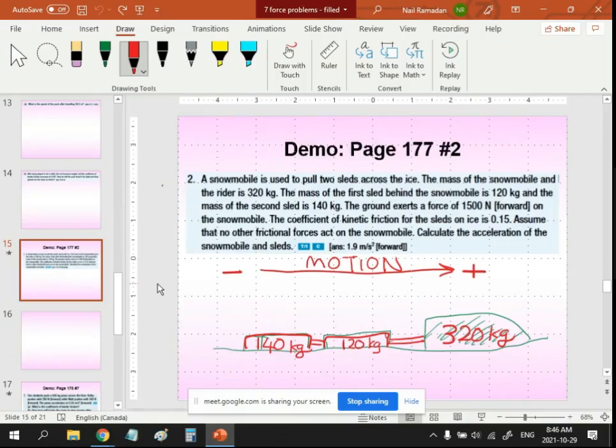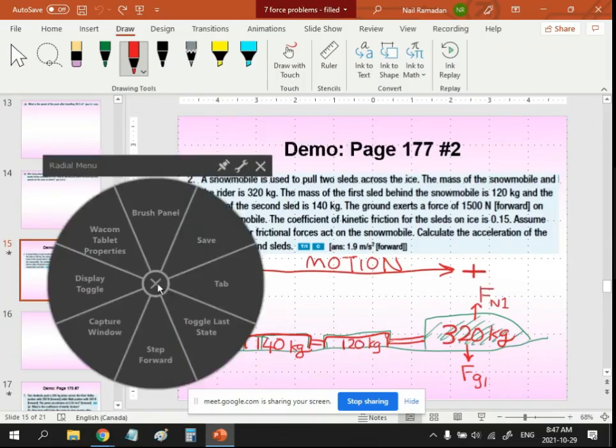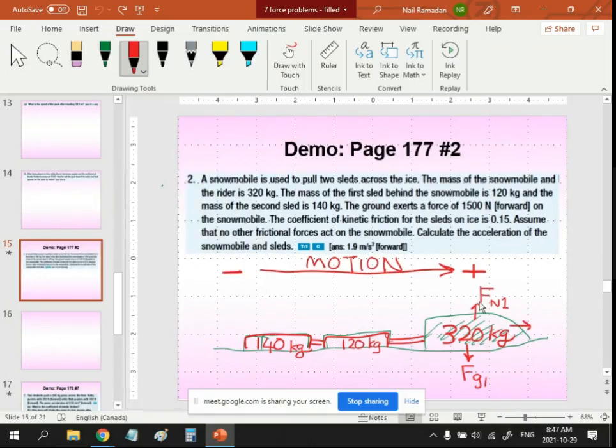Let's do the forces on the snowmobile. What's force number one? Let's number them now. Let's call the snowmobile 1, 2, 3. So this is FG1, which means this is FN1. Is there a forward force on the snowmobile? Yes, there is. So we're going to call it F applied. You can call it F engine, but F applied is good enough.